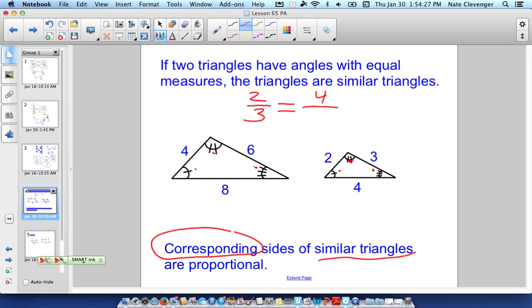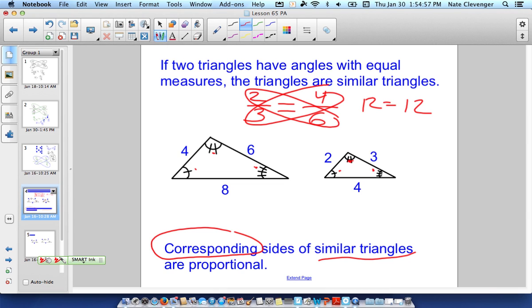What length, Kirsten, corresponds with 3 in the bigger triangle? Length 3, what length corresponds with it over here? 6. Does 2/3 equal 4/6? If you reduce 4 over 6, wouldn't it reduce to 2/3? And the other way to check this is that their cross products should be equal. 2 times 6 is 12, 3 times 4 is 12.